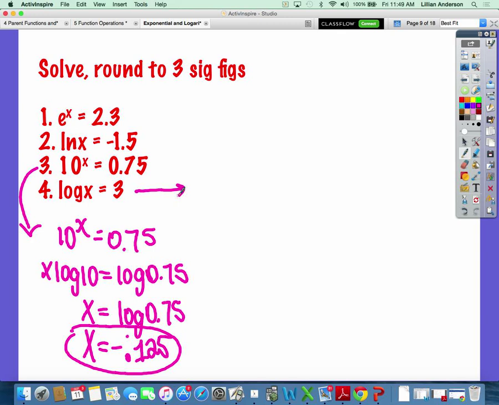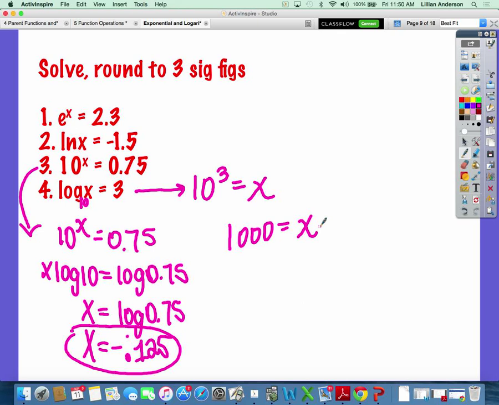Now for number 4, ln can only be used with e. I could raise both sides to the 10th power, because the base here is 10, and then the log base 10 cancels out. Or I could write it in exponential form, which would be 10 to the 3rd power equals x, which is 1,000. Then you need a calculator for that one.